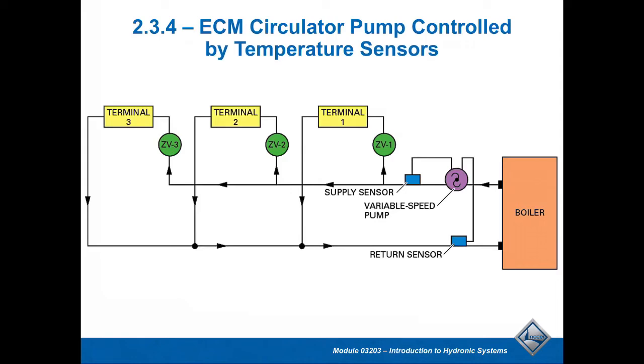In this application, we're going to look at an ECM circulator. What this one is called is a variable speed delta T pump. And this is an ECM pump that they're showing. We're going to look at the temperature on the return side and the temperature on the supply side. And when you have, let's say, only one zone calling, you don't need as much water flow. So what will happen is the pump will tend to throttle back a little bit. It'll slow down, and of course the boiler will recognize that, and it won't create quite as much heat.